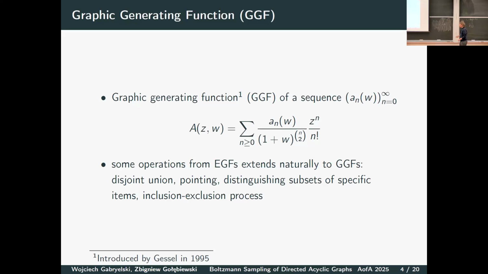And that is why people already in the 90s introduced the so-called graphic generating function, which is this one. So in fact, what you do, you add this thing in the denominator. And also it is a two-variable function, where Z marks the number of vertices of a graph and W marks the number of edges of a graph. And with this generating function, some of the operations naturally extend, like disjoint union, pointing, distinguishing some specific subset of items, the inclusion-exclusion process, and so on.